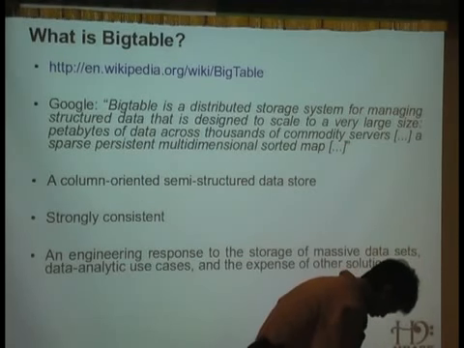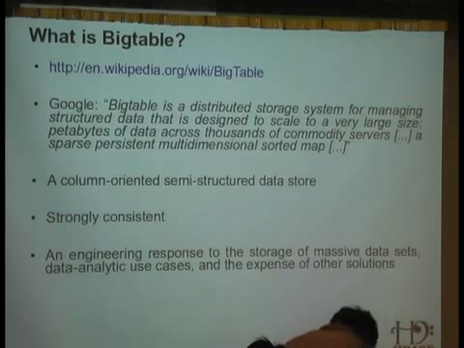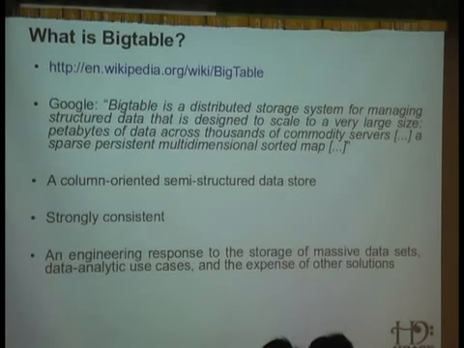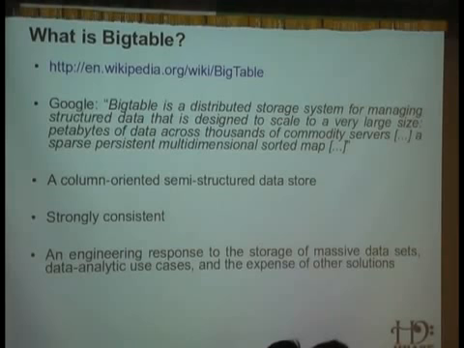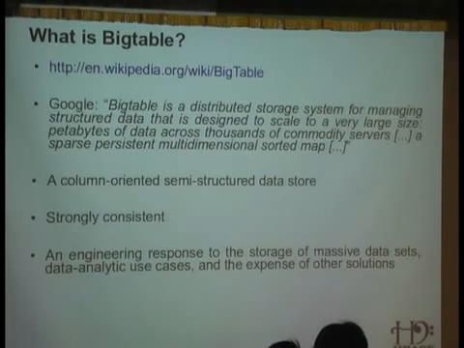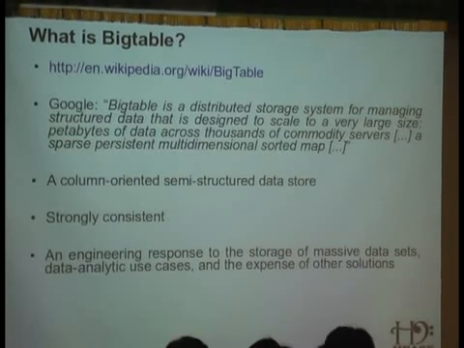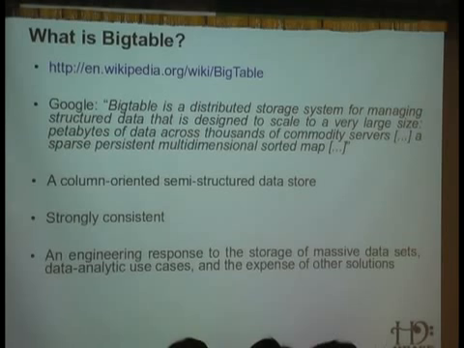Invented by Google, the way they describe it is a distributed storage system for managing structured data that is designed to scale to a very large size: petabytes of data across thousands of commodity servers. Its data type is specifically a sparse, persistent, multidimensional map. The way I like to describe it, though, is a column-oriented, semi-structured data store, which is strongly consistent, and it's an engineering response to the storage of massive data sets, data analytic use cases, and the expense of commercial solutions for the same.